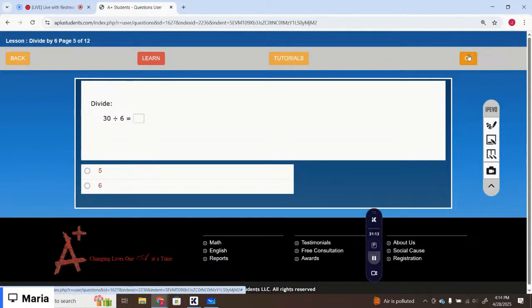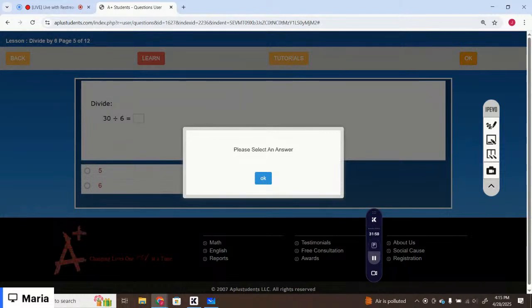Thirty divided by 6, which is the correct option? 6 times what number is 30? 6 times 5 is 30. The correct option is 5.